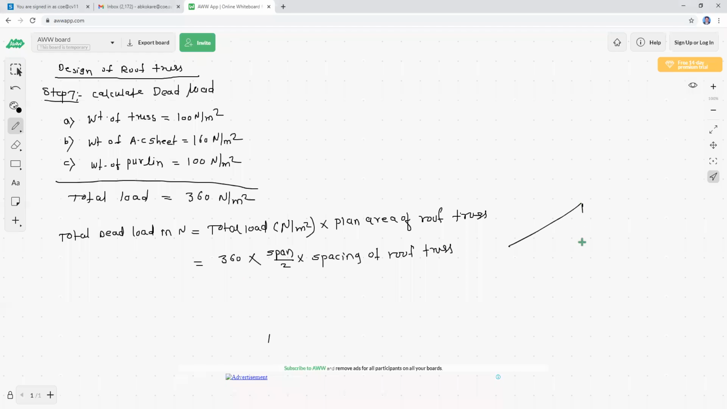So actually this is your half roof truss. So this distance is span by 2, and this is your spacing of truss. This distance is the spacing of truss. So this area is required.